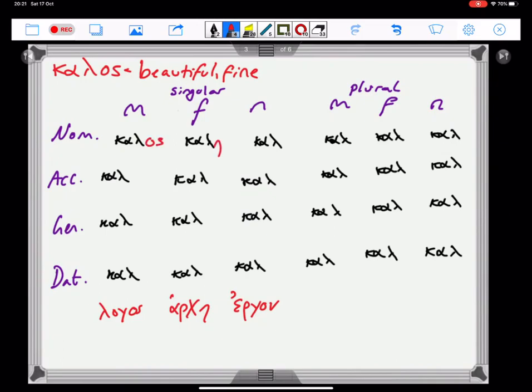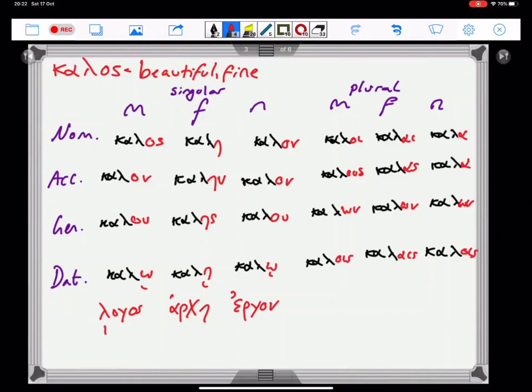Kalos, kale, kalon. Kalon, kalen, kalon. Kalou, kales, kalou. Kalo, kale, kalo. Kaloi, kalai, kala. Kalous, kalas, kala. Kalon, kalon, kalon. Kalois, kalais, kalois.